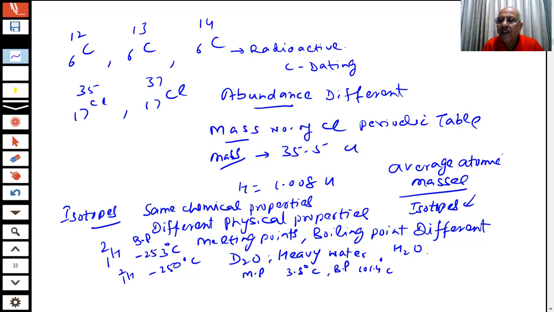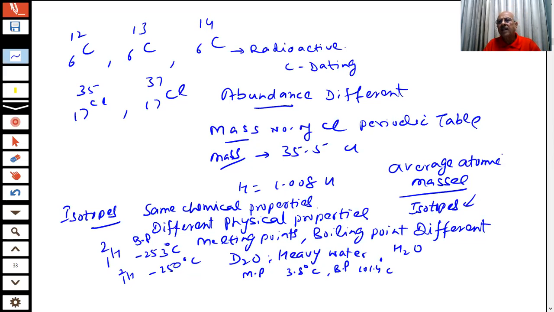Water's boiling point, you are saying, is 100 degrees Celsius, and what is the melting point of water? 0 degrees Celsius. See, the difference is there because the masses are different. Their physical properties are different, students. These are what we call isotopes.